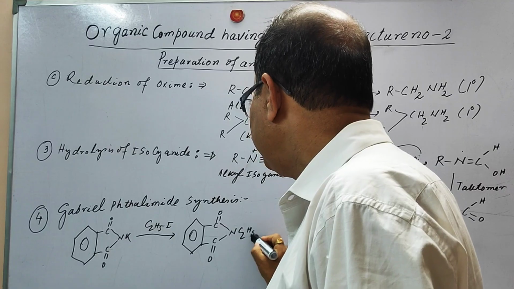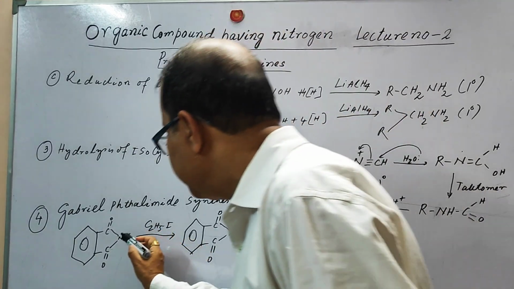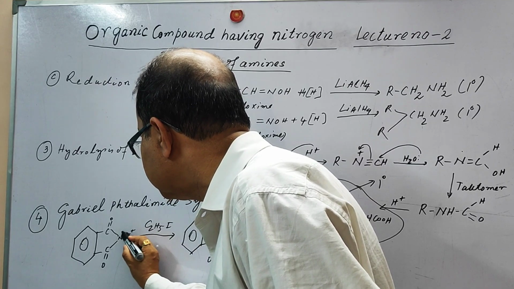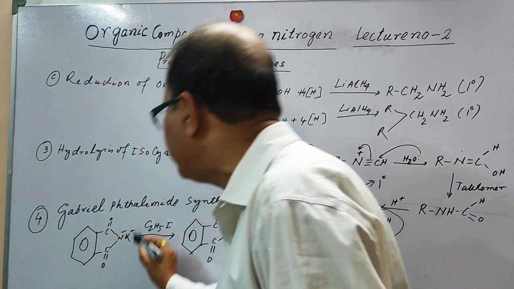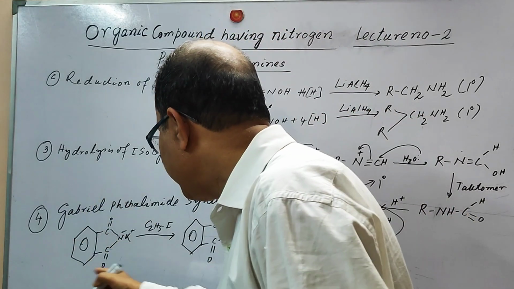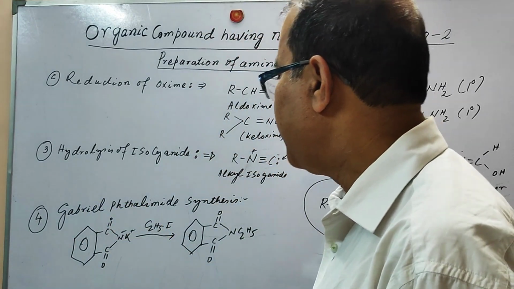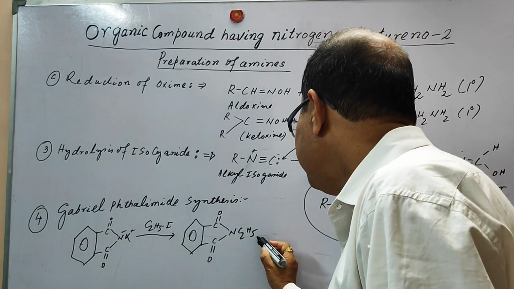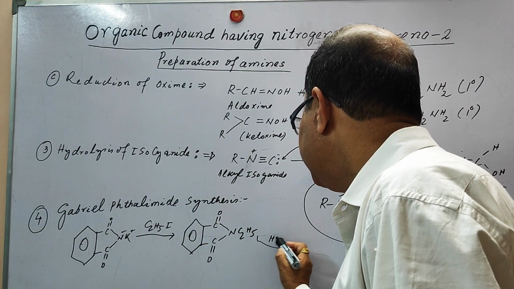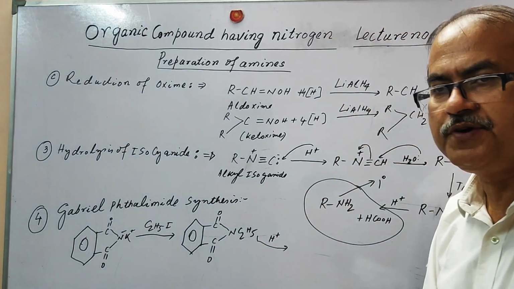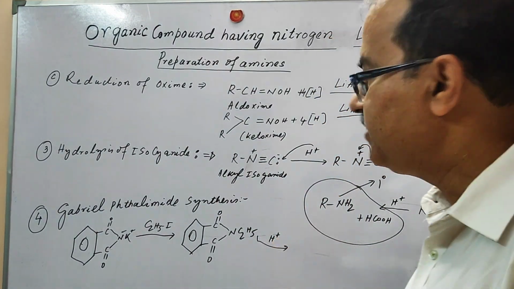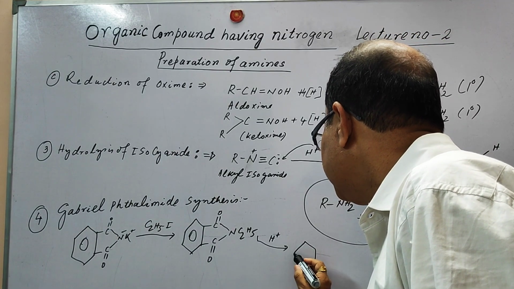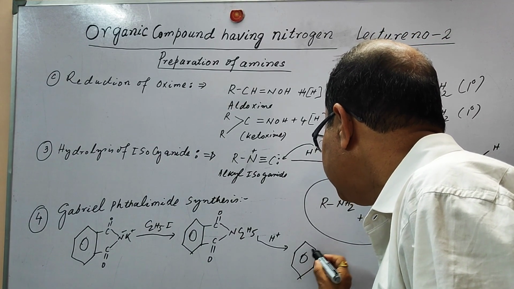It is basically a nucleophilic substitution reaction. Here this is plus and this is minus, and this acts as a nucleophile, and this nucleophile attacks this alkyl iodide, and it is going to produce this. And when this is hydrolyzed, it can be hydrolyzed in presence of H plus, or also in presence of alkali. It is going to produce the phthalic acid.